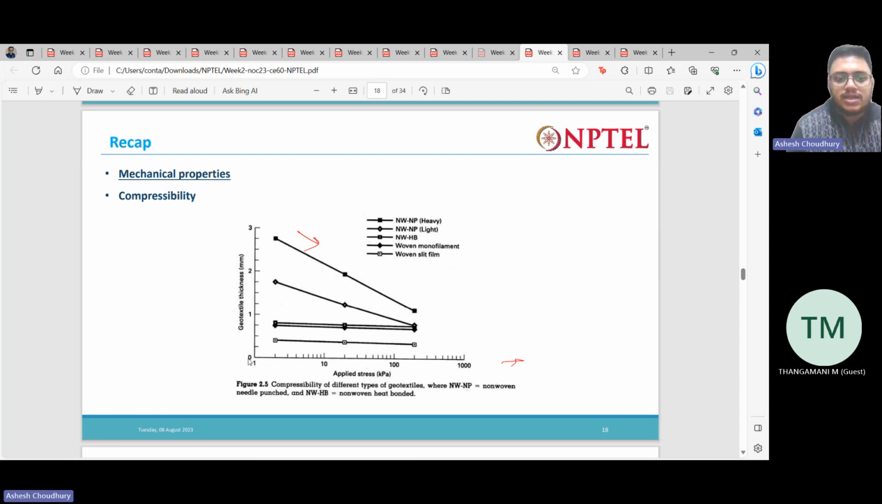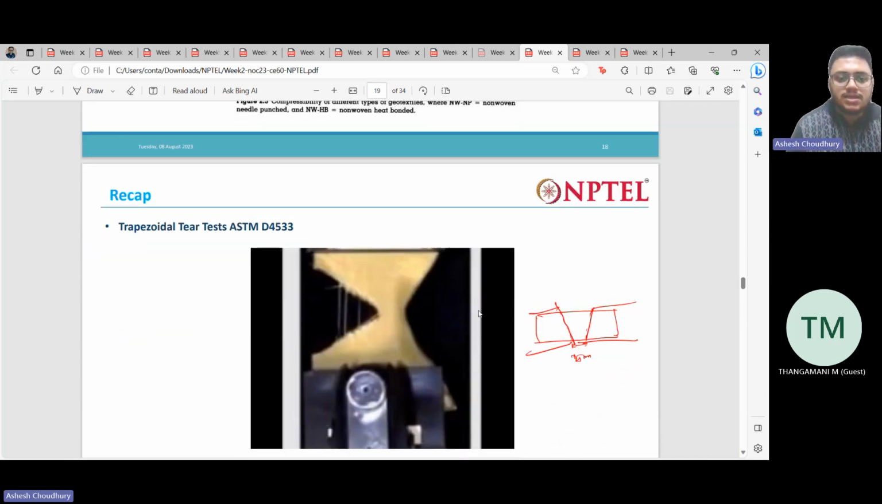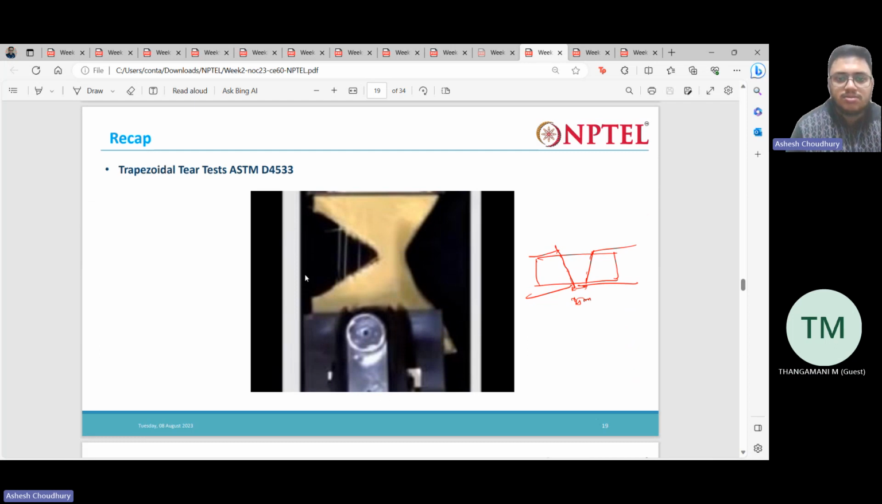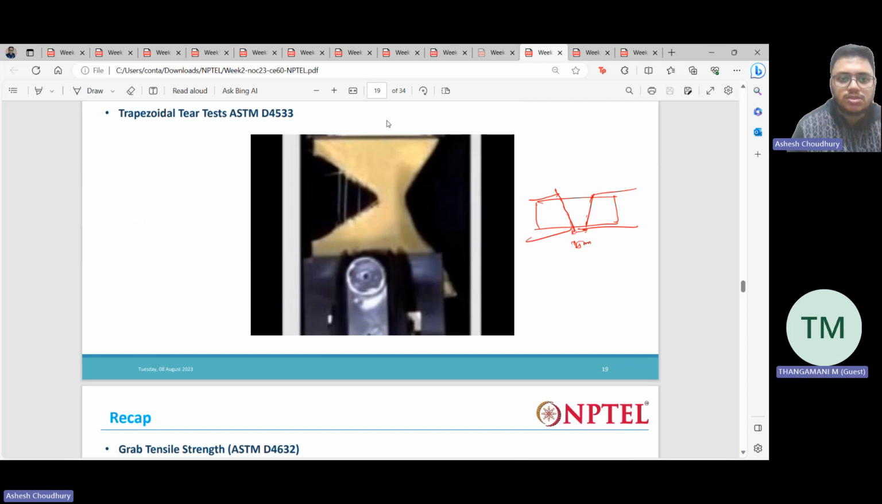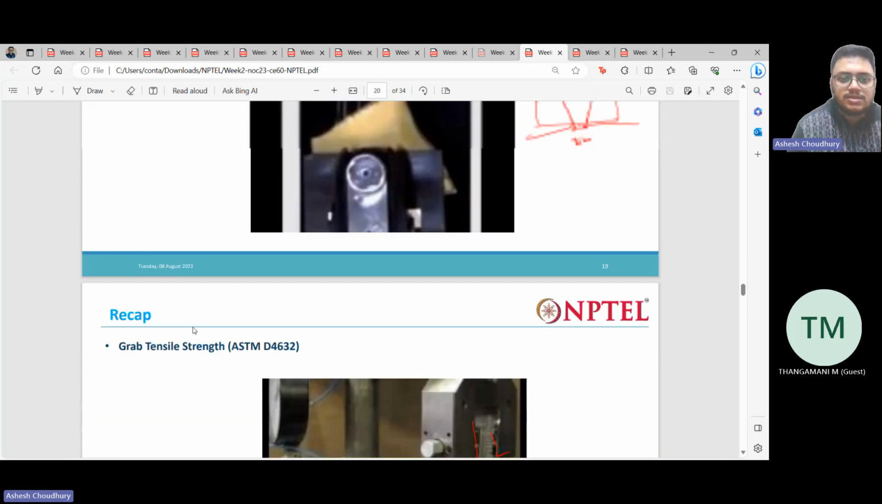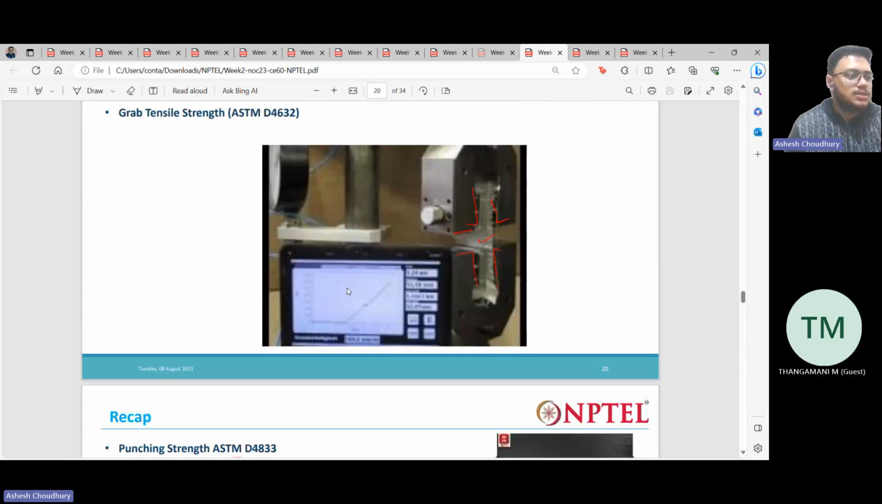You can see with applied stress, the thickness of the geotextile is going to reduce. Mostly for woven types of geosynthetic this happens. You can see for woven types of geosynthetic, with applied stress the thickness is reducing by a larger amount. Then how to do the test, the trapezoidal tear test. These tests we saw to find out the strength of the geosynthetics. We saw this video on how. Then the grab tensile strength test. These two tests are actually very important: the trapezoidal test and this grab tensile strength test.